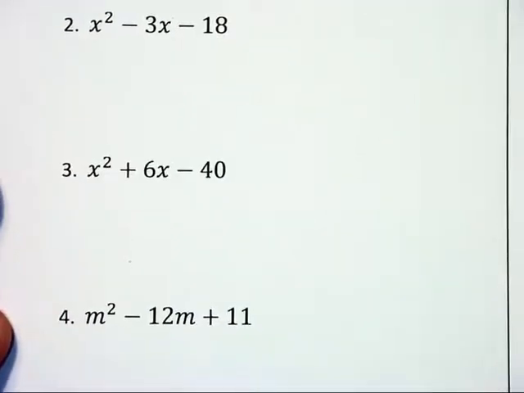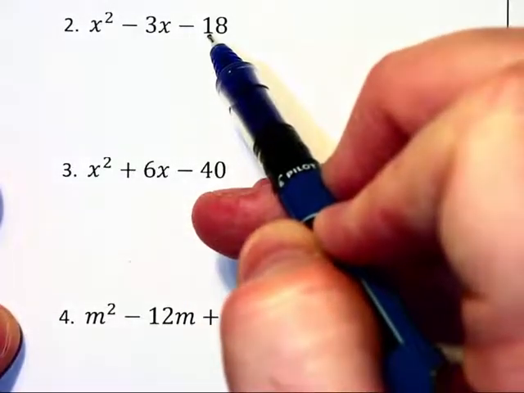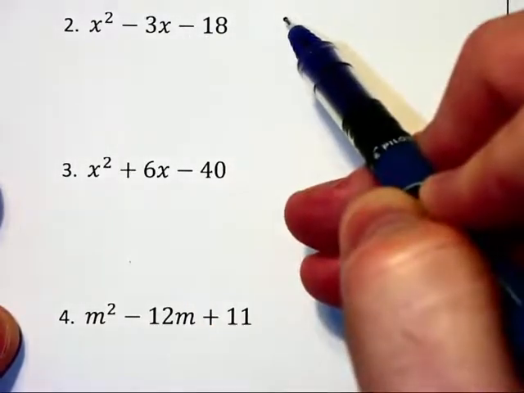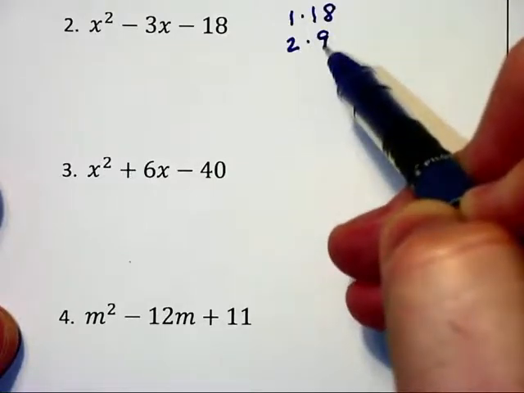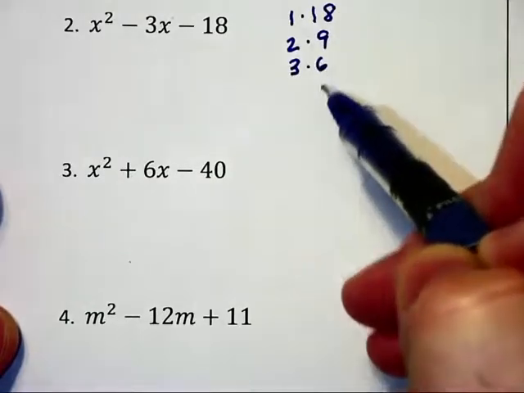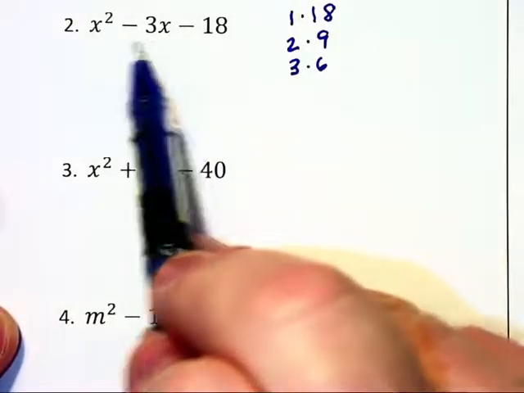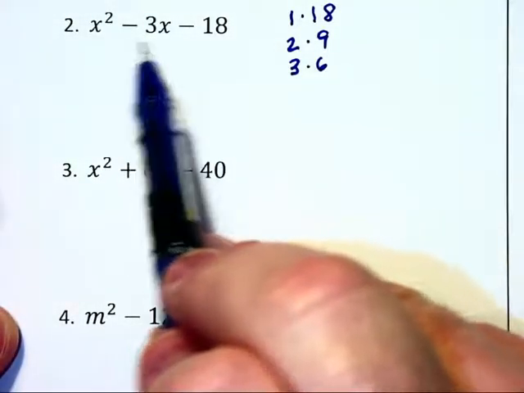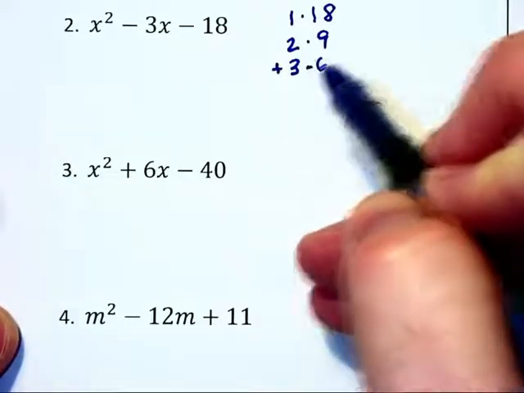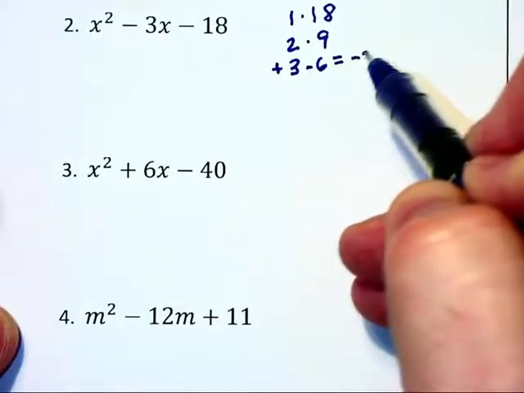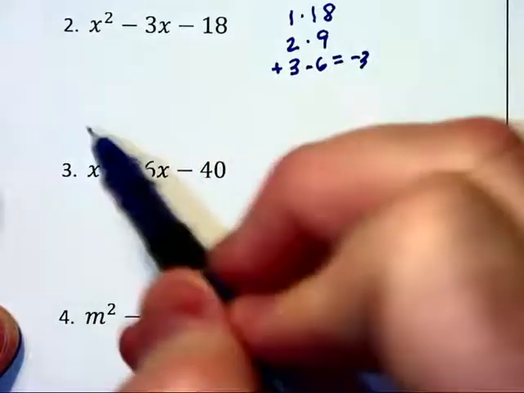In this next problem, we are looking for two numbers that multiply together to make 18. Well, we'd have 1 times 18, 2 times 9, or 3 times 6. Which of them, when you add or subtract, will make a negative 3 in the middle? If it was a positive 3 and a minus 6, that would add up to a negative 3. So I think we have our winners here.